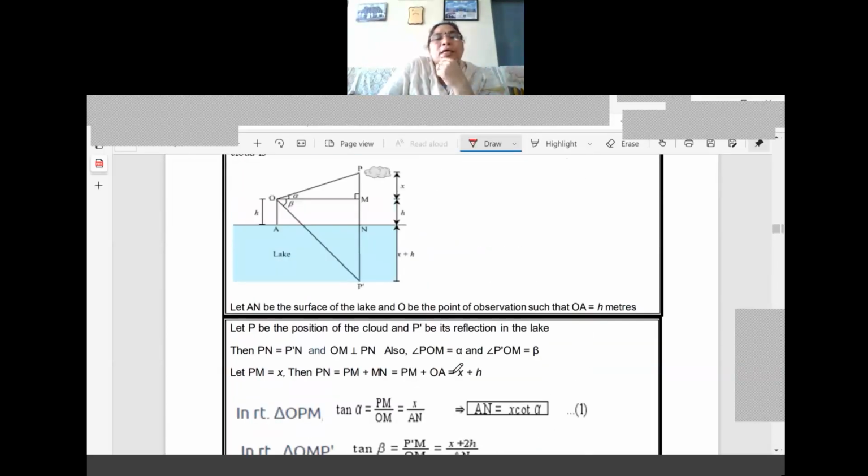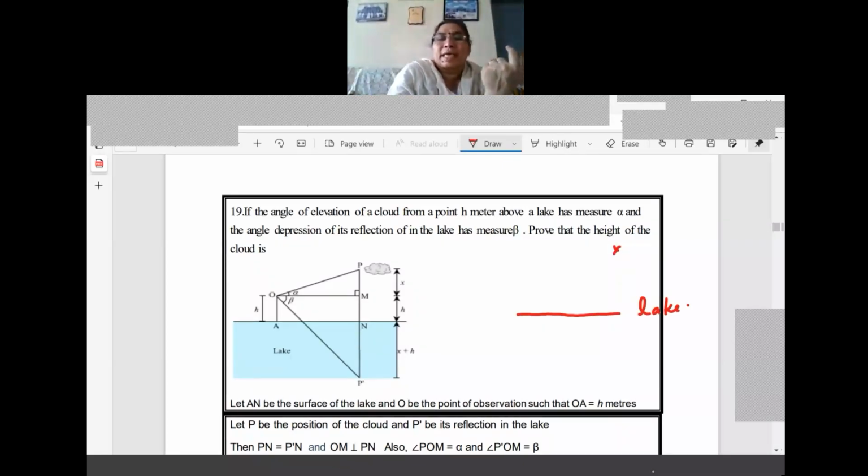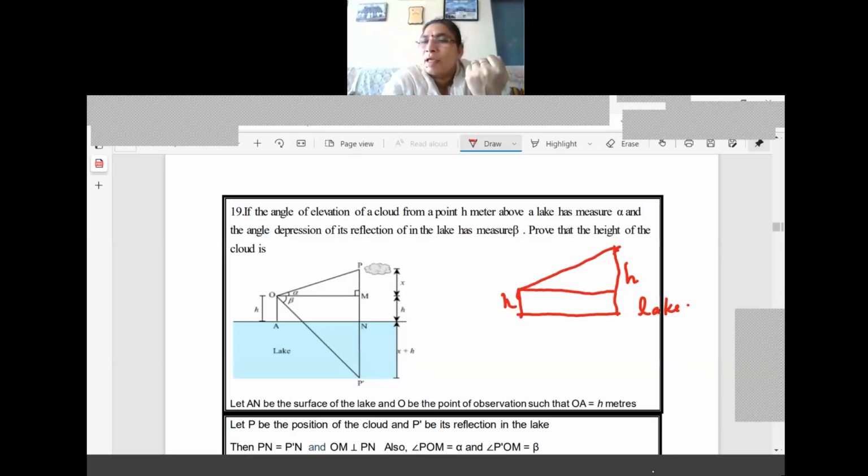So what is the question here? Angle of elevation of the cloud from a point h meter above the lake. So first we should have a lake level, isn't it? Cloud is here. For us everything is a point only. So it is h meter above the lake up to here h, right? Next, it is making an angle of elevation. This is h. Horizontal level, and here it is making alpha, right? This is the first part of the line.